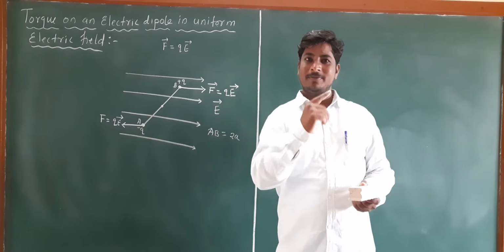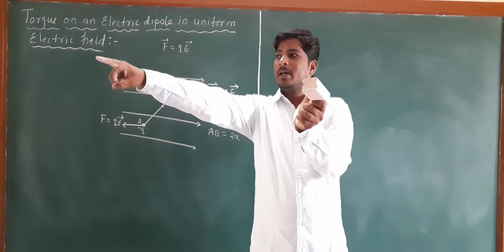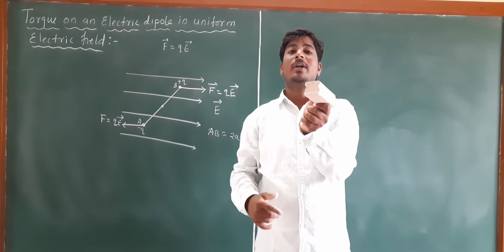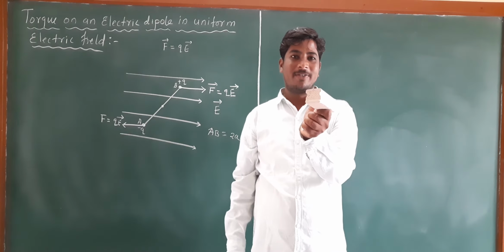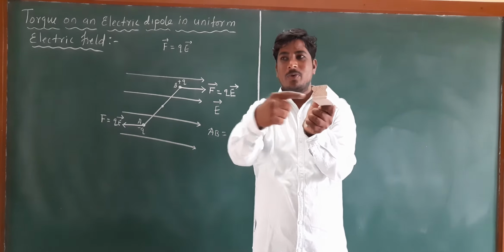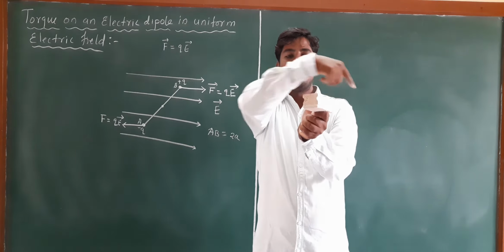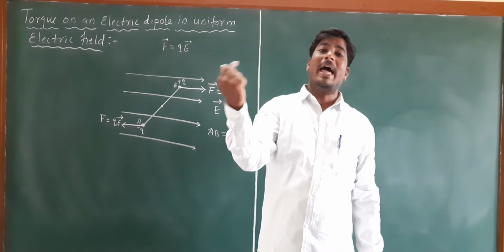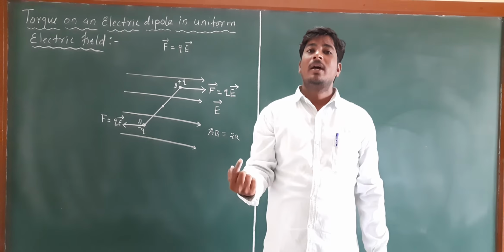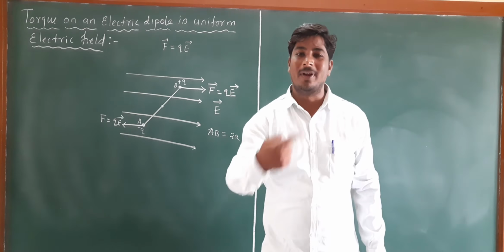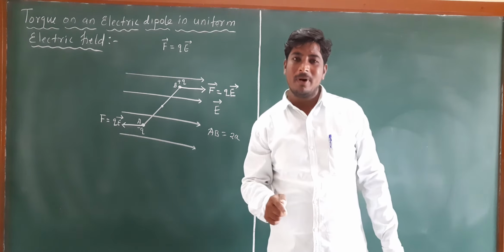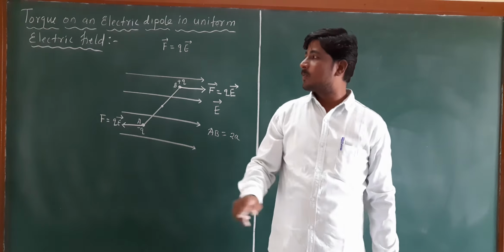Different lines of action. One force acts opposite to the direction of the electric field, and another acts towards the direction of the electric field. This is the direction of the field. So there are two unlike parallel forces. These two unlike parallel forces acting at different points constitute a couple.